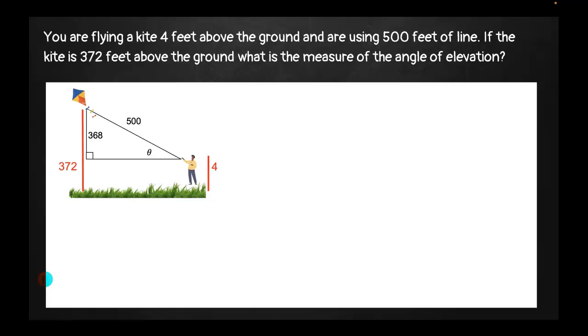We also have to consider when I make my triangle, that triangle, notice, is not right on the ground, okay? Because of that 4 feet, I have to take 4 feet away from that 372. So in my triangle, I technically have 368. Now, in reference to my angle, that 368 is opposite, 500 is hypotenuse, which is SOH, so sine of theta is 368 over 500, taking the inverse sine of my fraction, getting me an angle of 47.4 degrees.